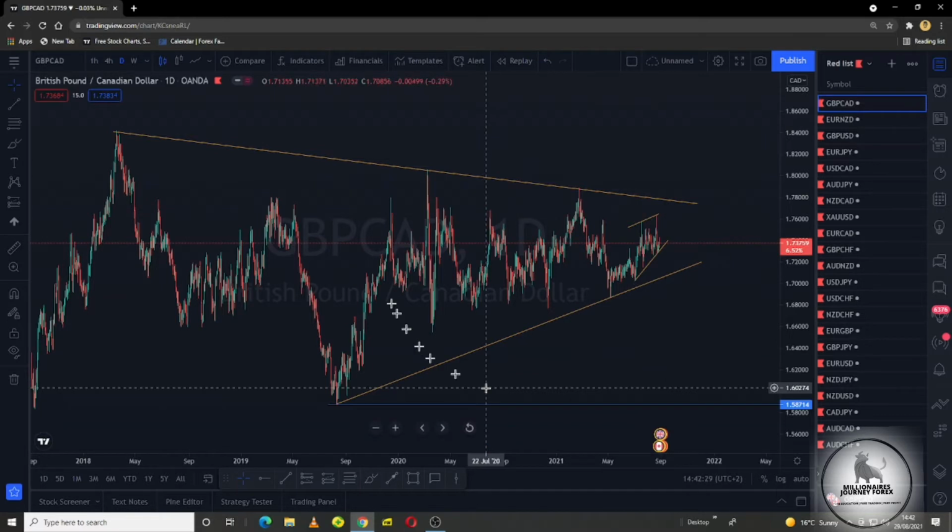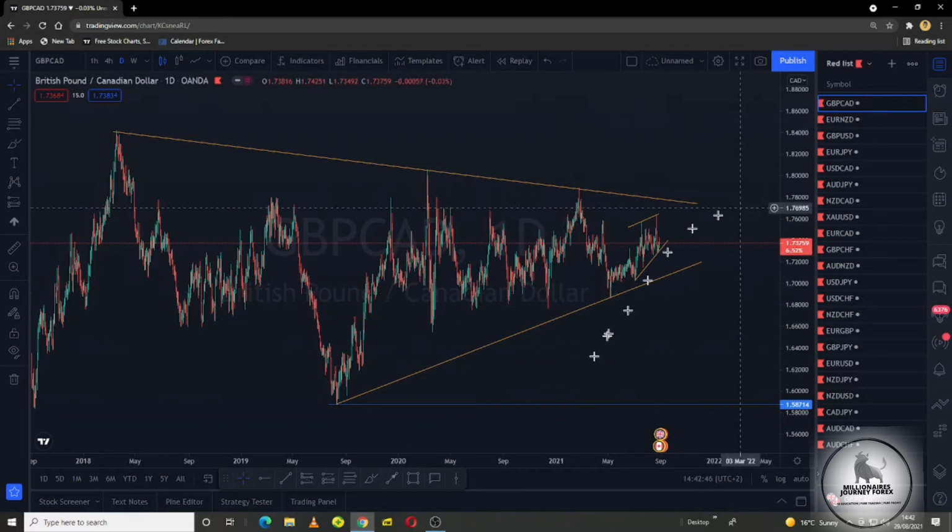So I will be looking at these 7 pairs: GBP CAD, Euro NZD, GBP USD, Euro JPY, USD CAD, AUD JPY, NZD CAD. So let's start with GBP CAD.